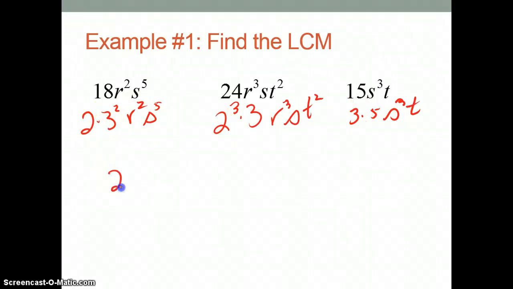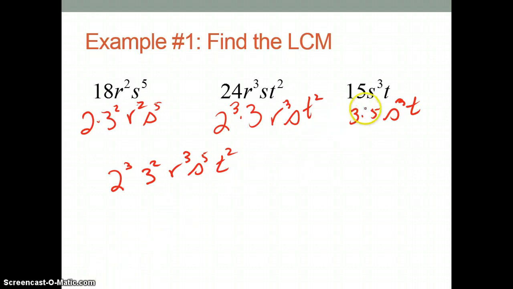So I'm going to take the maximum times, which is 2 to the 3rd. I'm also going to look at the 3. It occurs twice here, once here, once here. So the max number of times is 2. And then r squared occurs twice here, 3 times here, none here. So I'm going to have to keep the 3. S to the 5th is the largest. And now I have to consider the t. There's t squared and the t. So I'm going to keep the t squared.